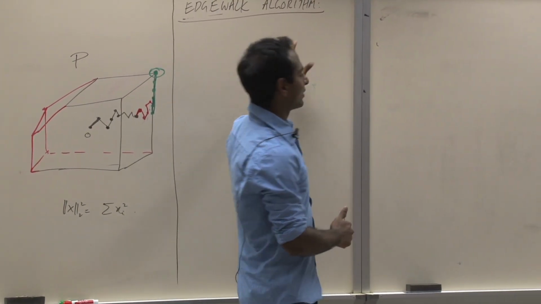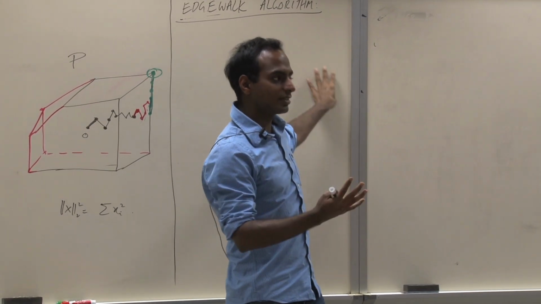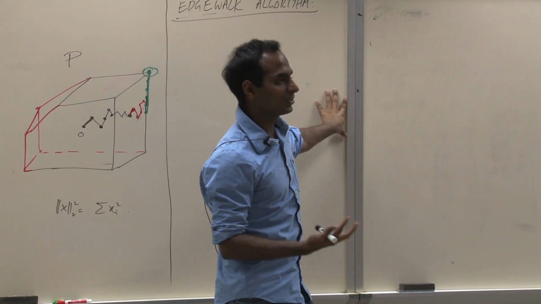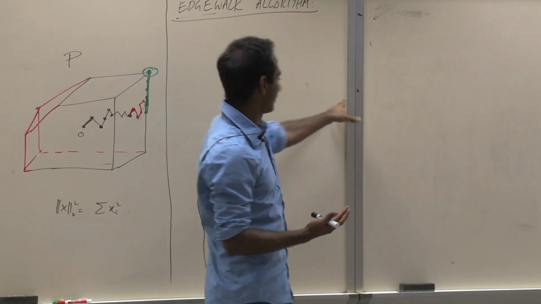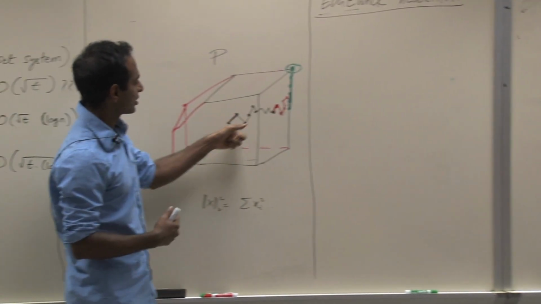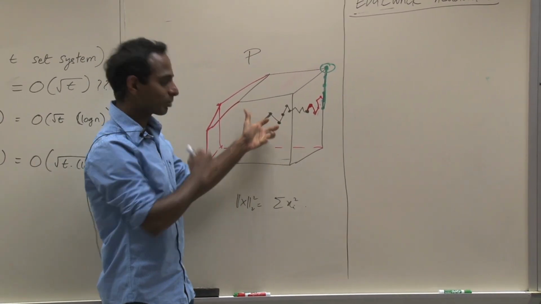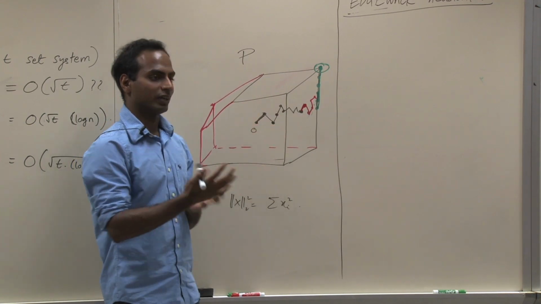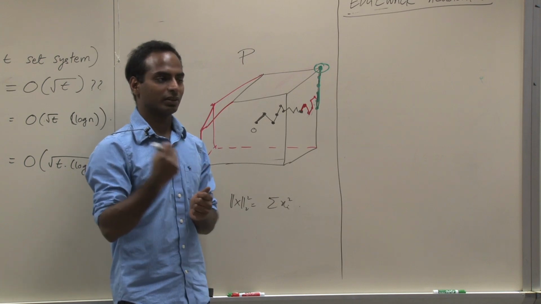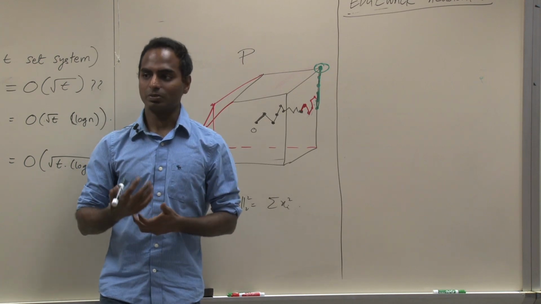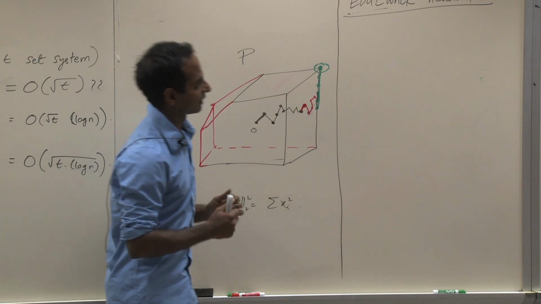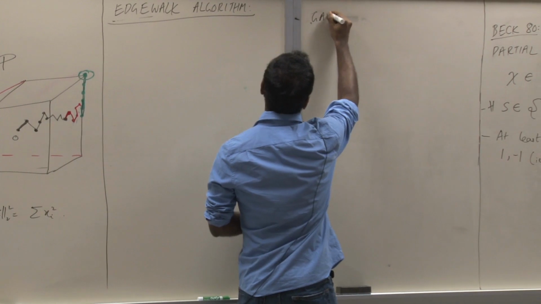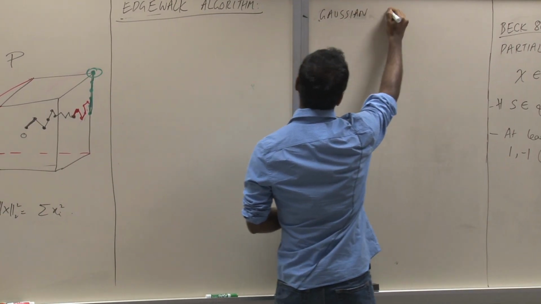Before describing the algorithm, let me state a few basics of the Gaussian distribution. The main thing that we'll use about the Gaussian distribution is the symmetry. When I'm doing this walk, I don't know what my polytope is, but I want the walk to be somehow symmetric. It should not pick any particular direction. The Gaussian distribution satisfies this property naturally. So, Gaussian basics.